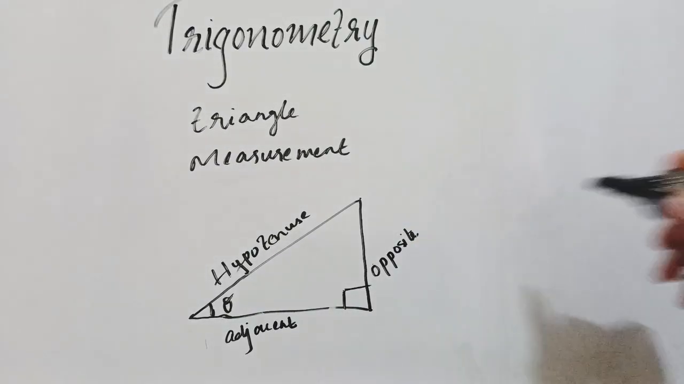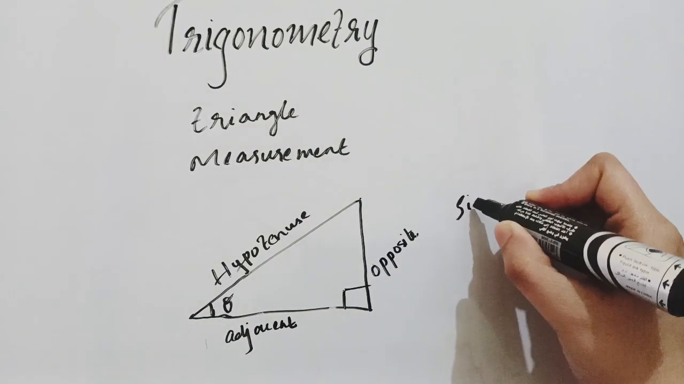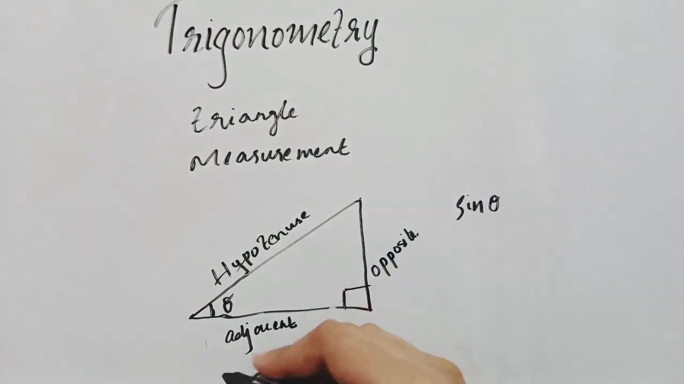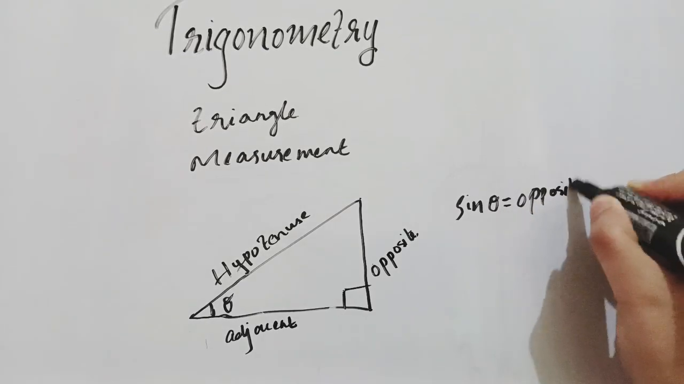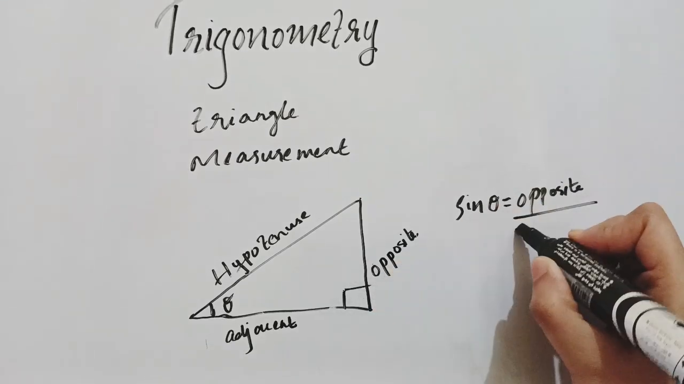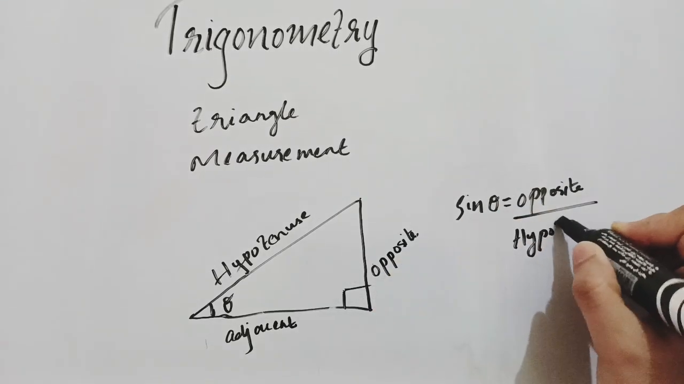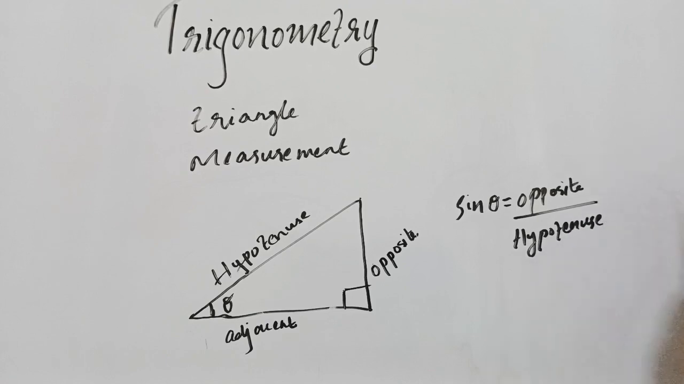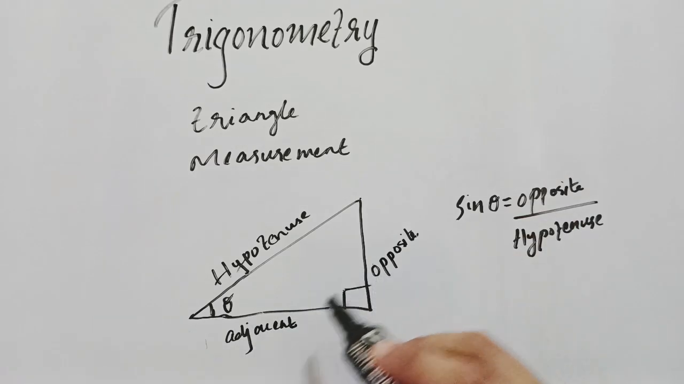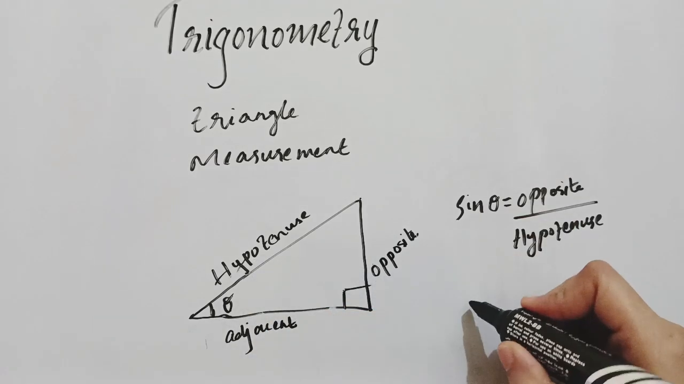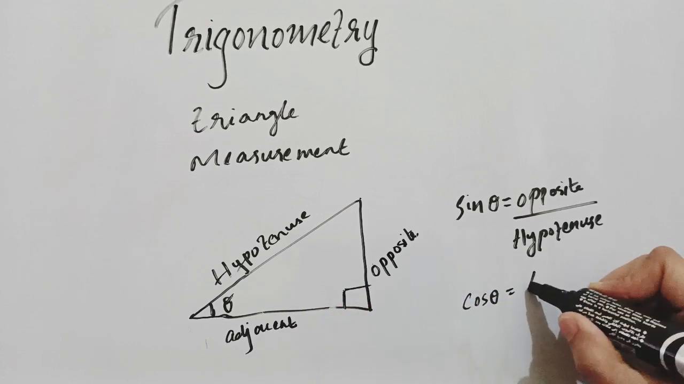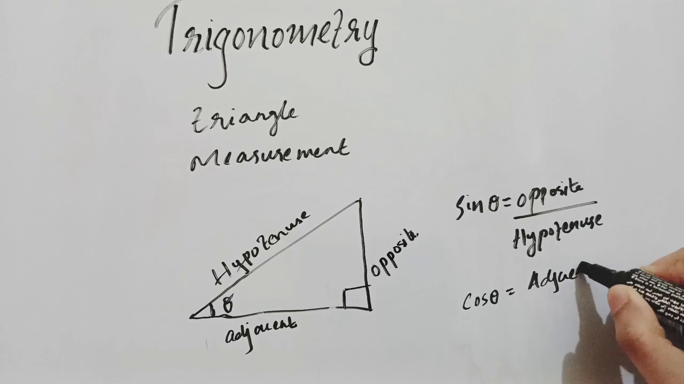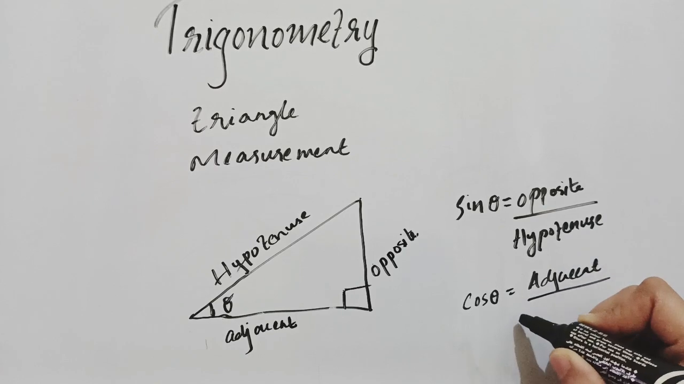Okay, first we can define the sine function. We can write the sine function as sin. Then from the figure, sin theta equal to opposite side by hypotenuse. That is, we can write sin theta equal to opposite side by hypotenuse. Then the cosine function, that is cos theta equal to adjacent side by hypotenuse.